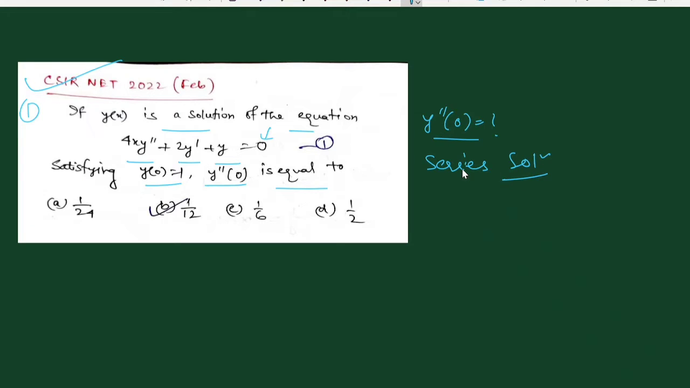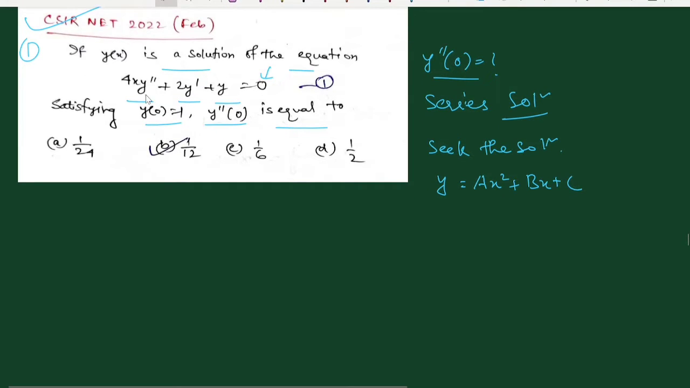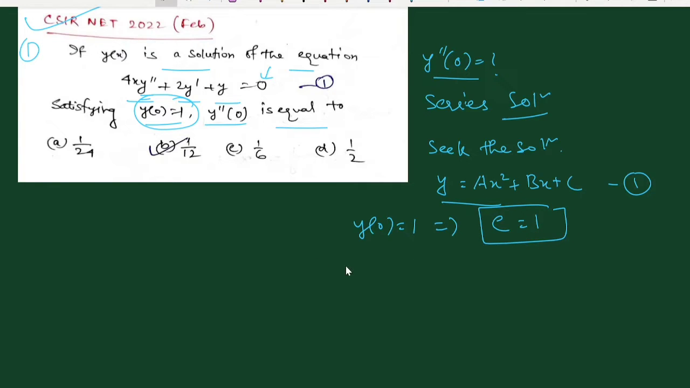But here we use a nice trick. Since this is a homogeneous equation, we can seek the solution y = ax² + bx + c. Since this is a second order differential equation, we can seek the solution of this form. Now if we apply the given initial condition y(0) = 1, this gives the value of c equal to 1. This is easy to calculate.